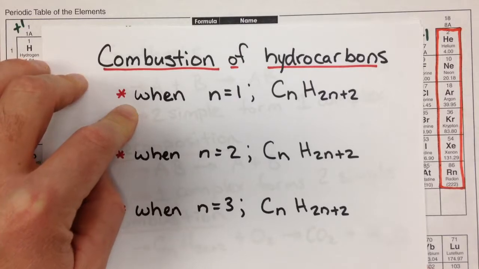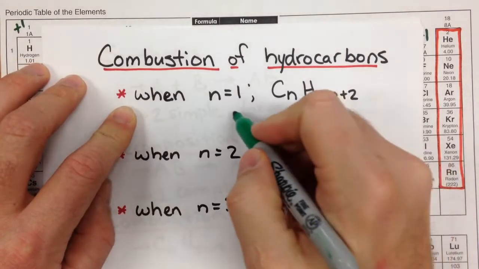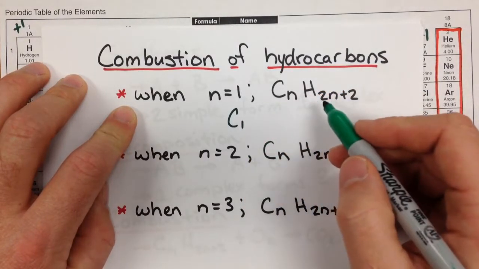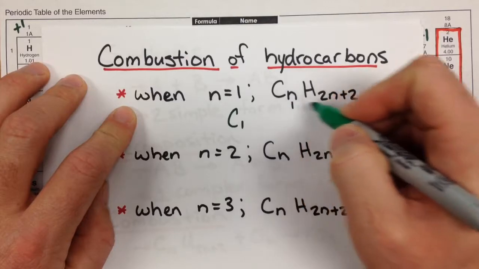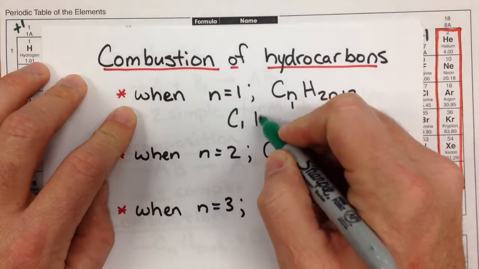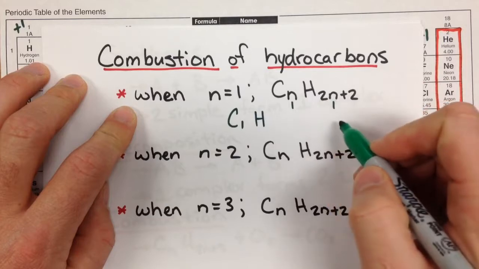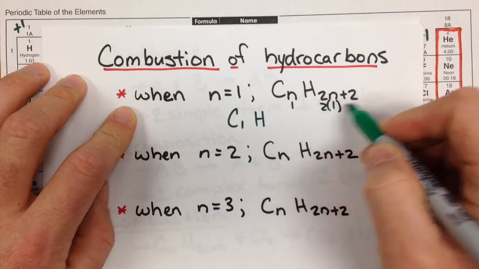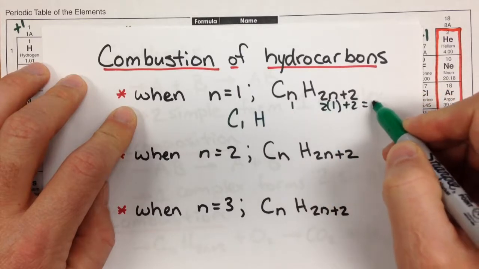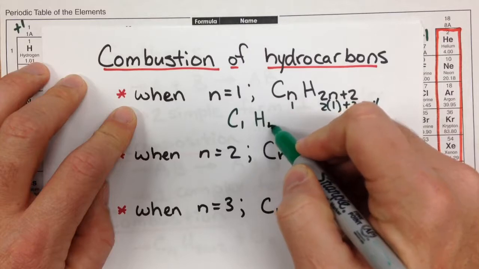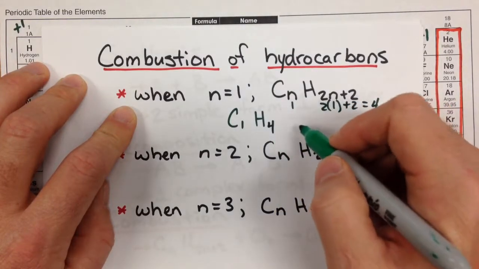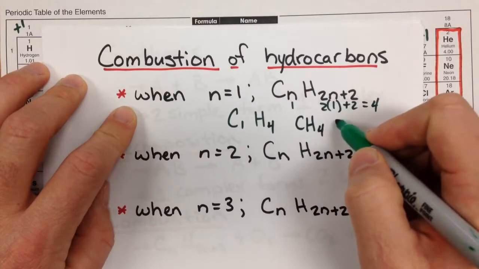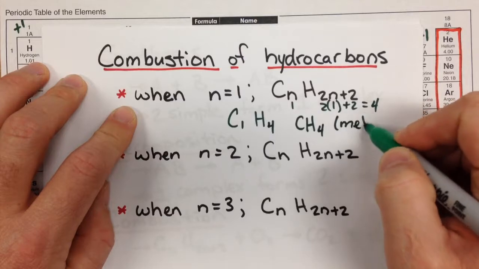So if n equals 1, there should be 1 carbon, so it should be C1. And then if n equals 1, your hydrogens, 1 times 2, plus 2, so it would be 1 times 2 plus 2, which would equal 4. So it would be C1H4, which we know we can write truly as CH4. And this would be also known as methane.